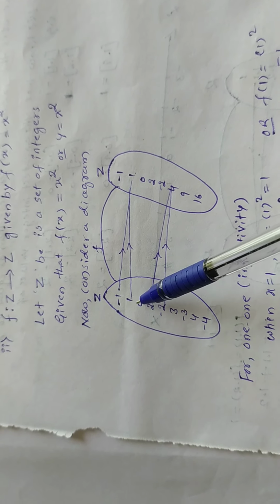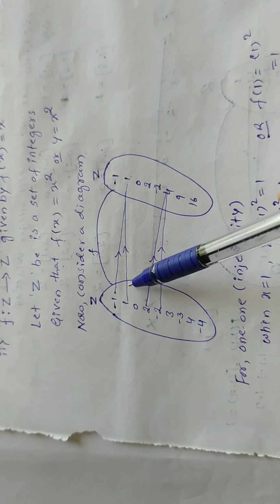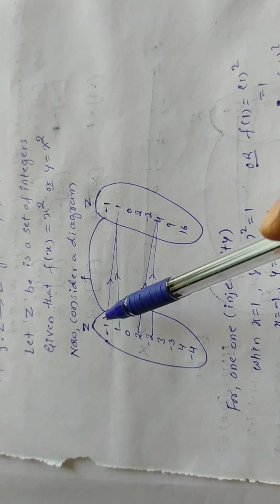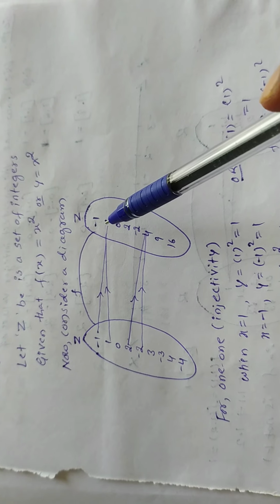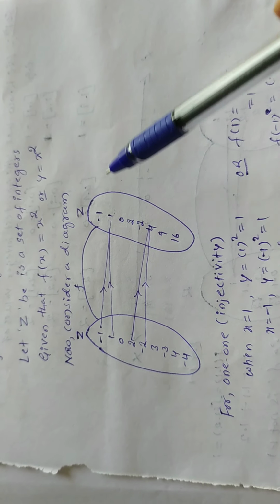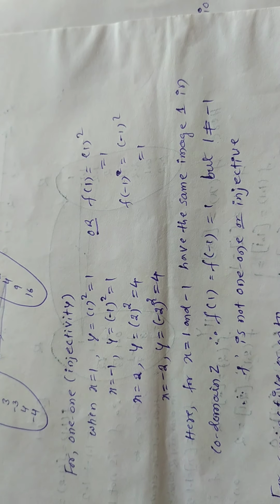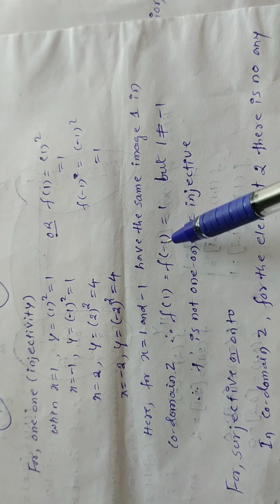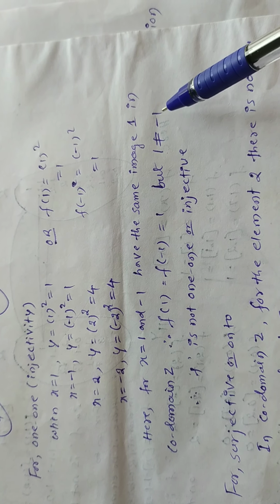For two different elements, the image is the same in the codomain. Hence, it is not one-one. Why is it not one-one? Because for two different elements in domain Z, there is a common image. Hence, it is not one-one. Hence, we can write this as f of 1 is equal to f of minus 1 is equal to 1. But 1 is not equal to minus 1.